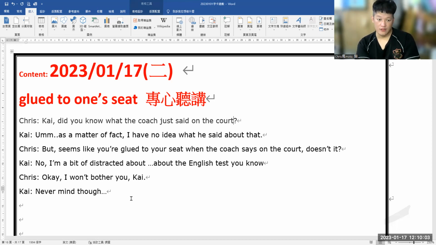Okay, 所以后面 Chris 就跟 Kai 说，你似乎很认真在听教练指定的表达的战术。然后 Kai 说 no, I'm a little bit distracted. 这里的 distracted 部分我们称它为分心的意思。So, 那后面 I won't bother you. 这里的 bother 我们称它为打扰、困扰。所以说，那我就不打扰你了，Kai。然后 Kai 就回答说 Never mind, though. Never mind 就是没关系, It's okay.